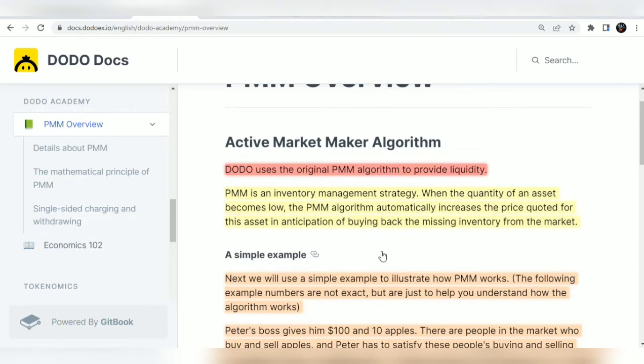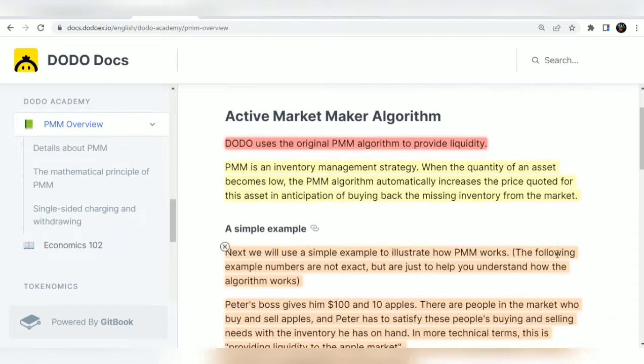DODO uses this PMM algorithm to provide liquidity. PMM is an inventory management strategy. When the quantity of an asset becomes low, the PMM algorithm automatically increases the price quoted for this asset in anticipation of buying back the missing inventory from the market.